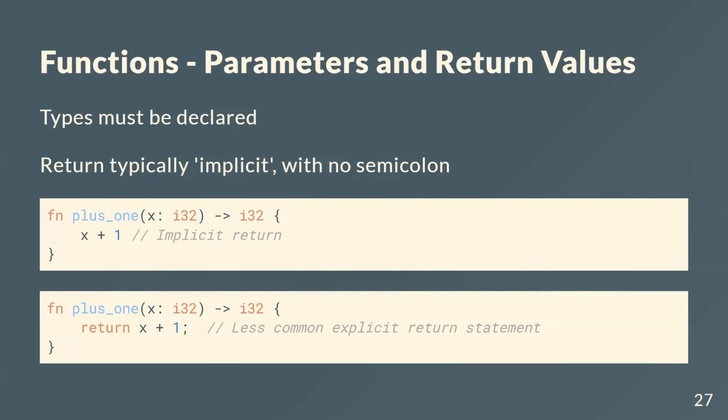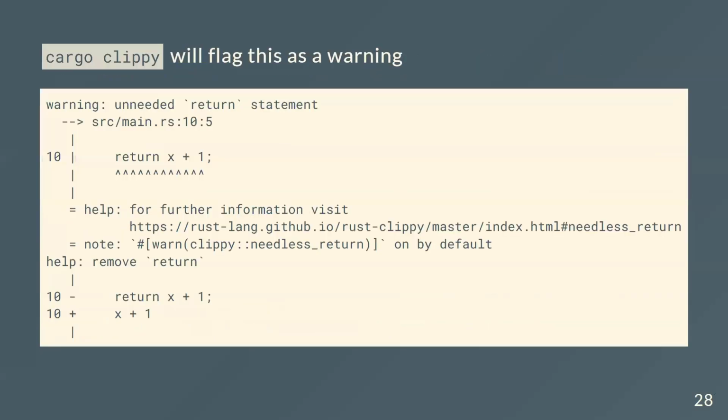This is less common. You do see it, you do use it, but generally it's worth getting in the habit of doing these kind of implicit returns. And indeed, if you do an explicit return where you could have done an implicit one, it will give you a Clippy warning. So it's this Clippy needless return warning.